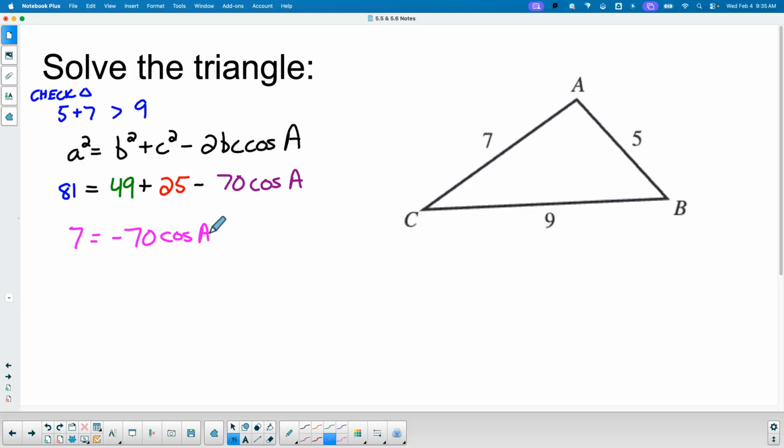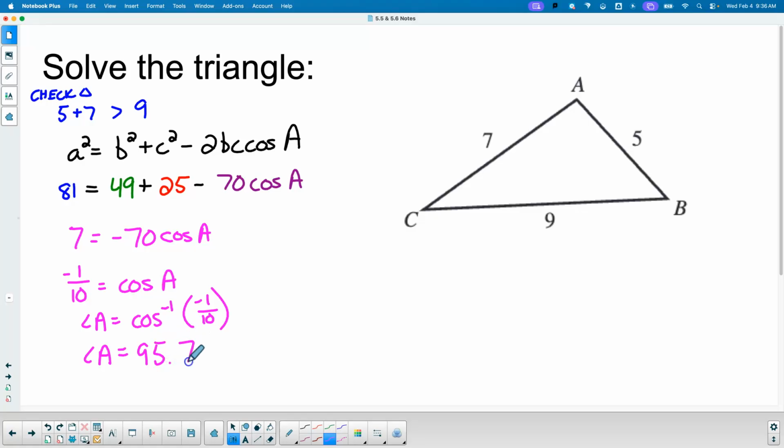So 7 equals negative 70 cosine of A. Divide both sides by negative 70 gives me negative 1/10 is the cosine of A. So angle A would be the inverse cosine of negative 1/10. I get angle A here is 95.73917 degrees.